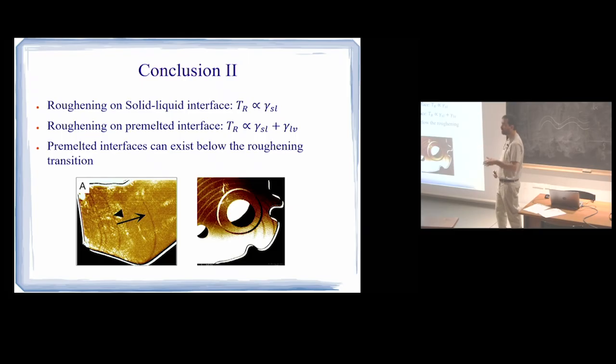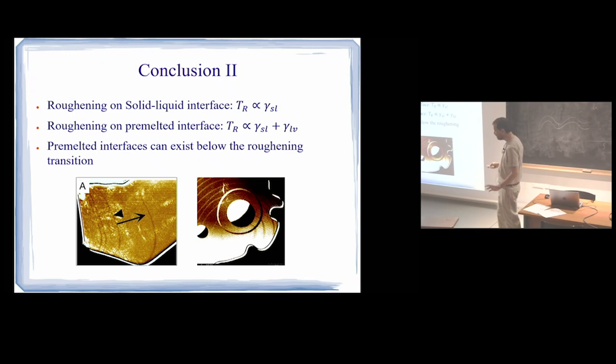And I compare that with a solid and a liquid. The roughening transition of the pre-melted film is always above, because it's dictated by the sum of the two surface tensions pertaining to the pre-melting film, rather than just one of them. Okay?